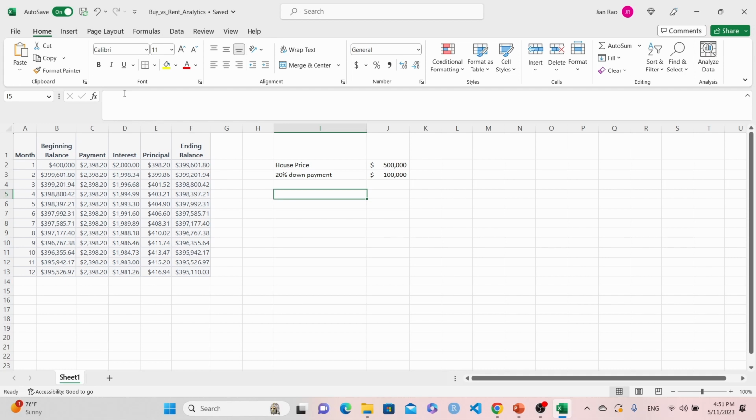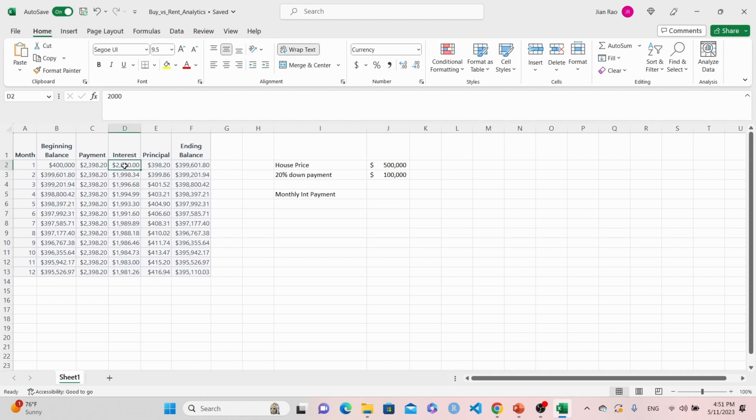What I just did is list out the information I'll be needing in calculating the analytics between buying versus renting. So here is really where we want to do a little bit of thinking: the monthly interest payment actually is different every single month as we pay down the principal.